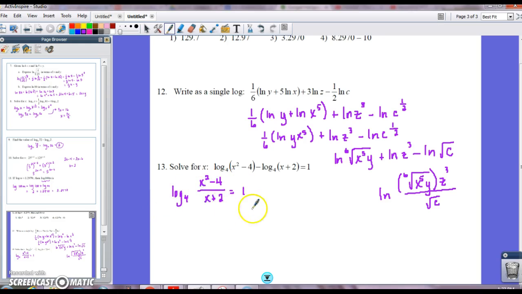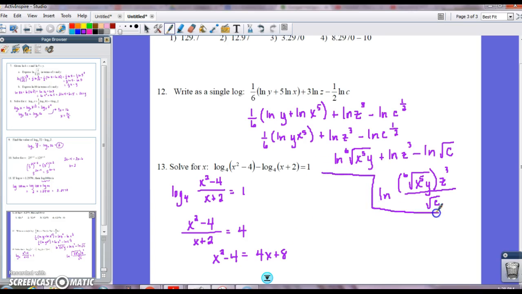So I'm going to take this out of log form. 4 is my base, so 4 to the 1st is 4. So I end up with x squared minus 4 over x plus 2 is equal to 4. I'm going to go ahead and cross multiply, so I end up with x squared minus 4 is equal to 4x plus 8. Bring everything over to one side.